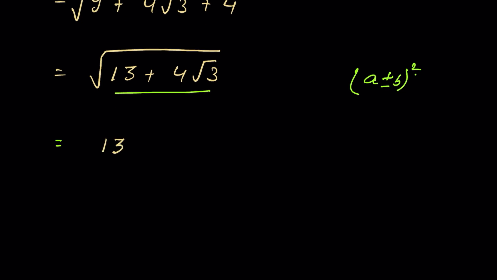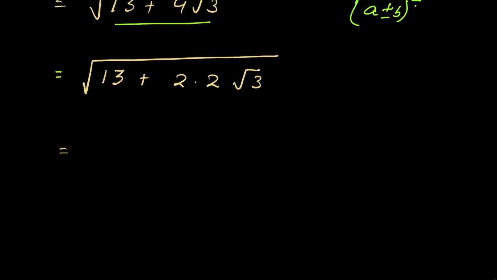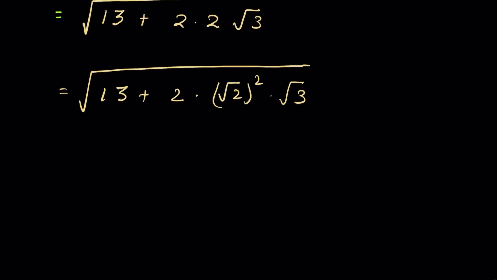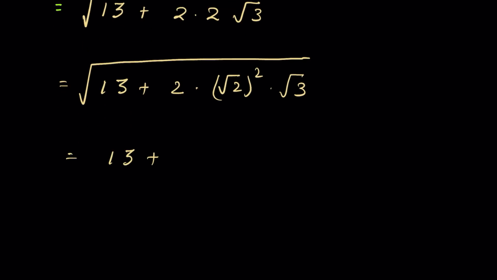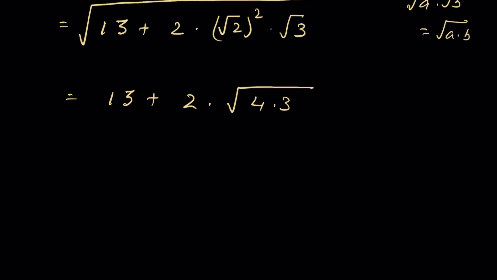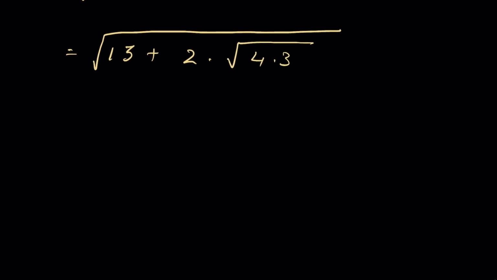So 13 plus 4, we can write 2 times 2, then square root of 3 under square root, or 13 plus 2, again 2 we can write as square root of 2 square, then times square root of 3, then under square root, or 13 plus 2 times, now this we can write 4 times 3 under square root, because square root of a times square root of b is equal to a times b under square root, then all under square root. Now it is 13 plus 2 times square root of 12 under square root.